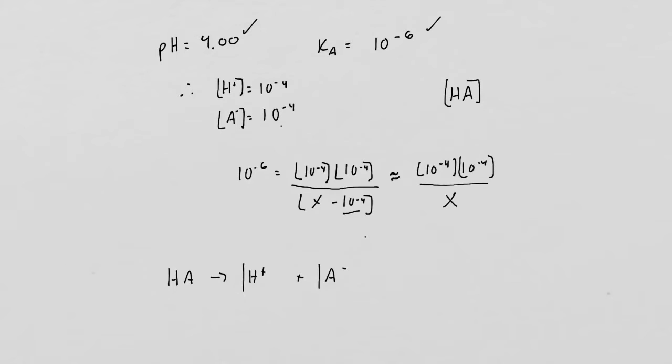And so when you do the math, you end up with 10 to the minus 6 equals 10 to the minus 8 over x. And again, of course, the math could be more difficult. And so we find that x is equal to 10 to the negative 2, which is equal to 0.01. So we can assume the original concentration is equal to HA, and we can check our assumption here by looking at the percent ionization.